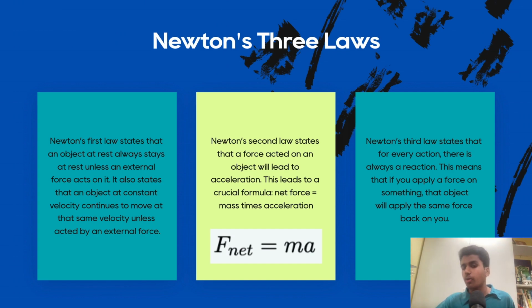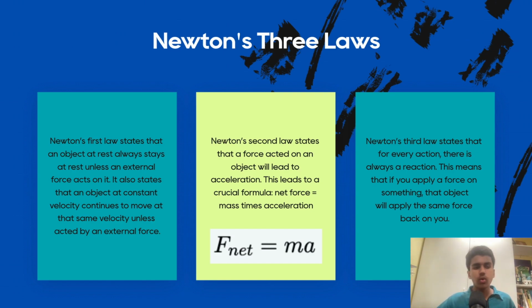Now, Newton's second law brings us one of the most important equations of this course: F net, which is the net force, equals ma, mass times acceleration. So a force acting on an object will lead to an acceleration. And now the third law states that for every action, there is an equal and opposite reaction.